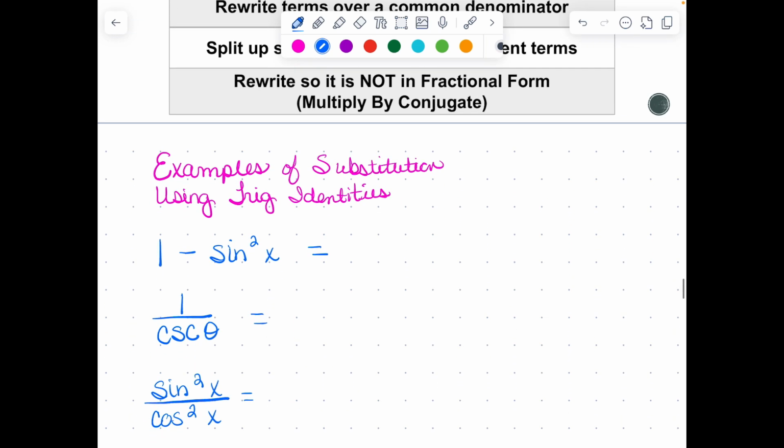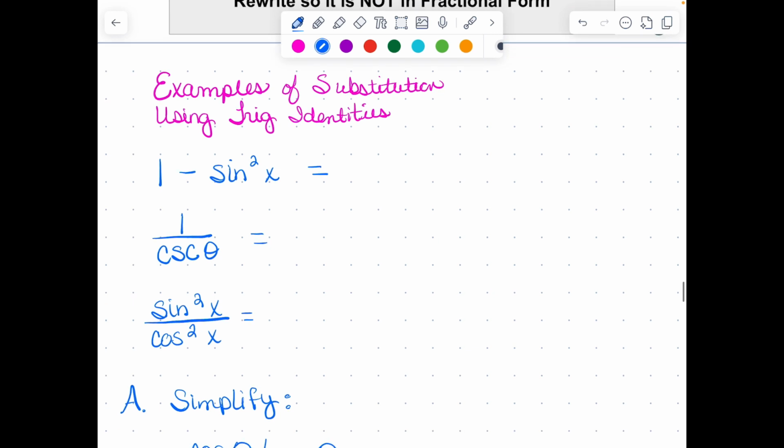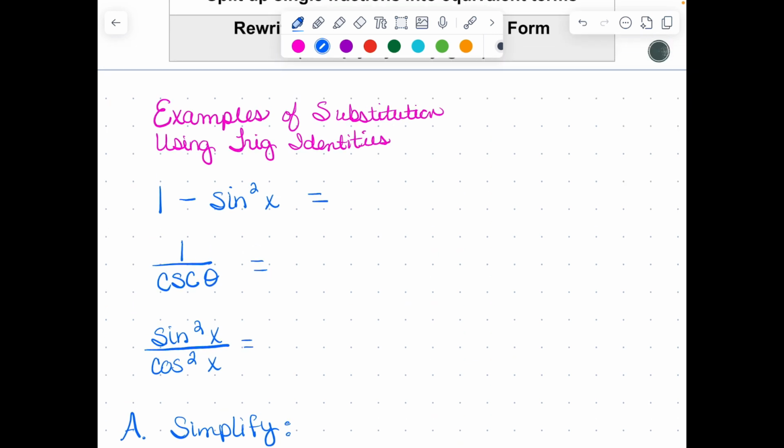So here are some examples of just substituting. If I ask you 1 minus sine squared of theta or x, what does that equal? You can use your trig identity sheet and think, well, 1 minus sine something has something to do with Pythagorean, so let me see what that would equal. If you go to your sheet, and they could be rearranged, that's okay, you will find out that this is the same thing as cosine squared of x. And I'm using x because x was used over here.